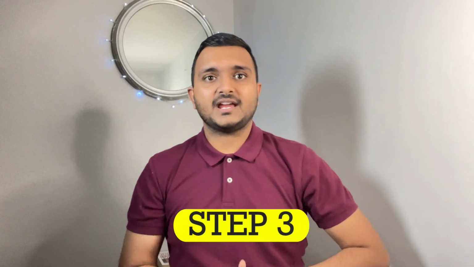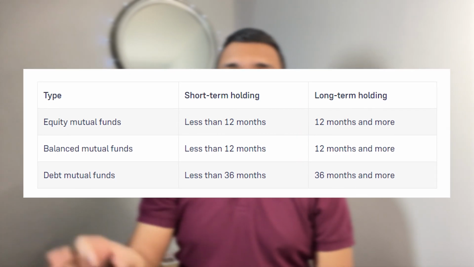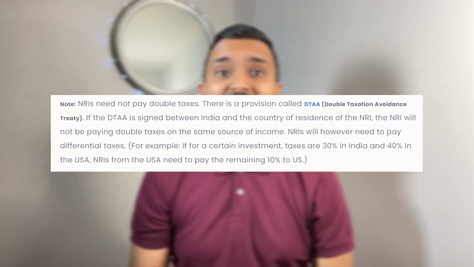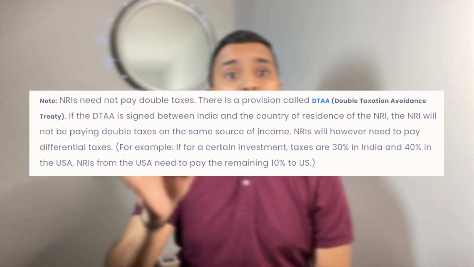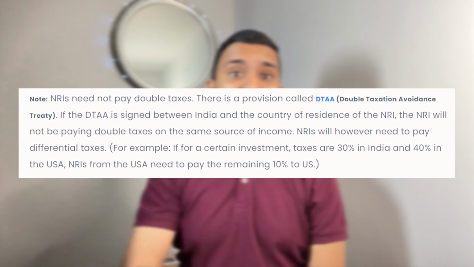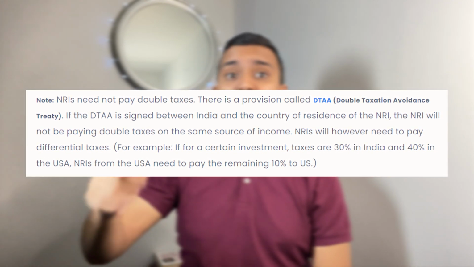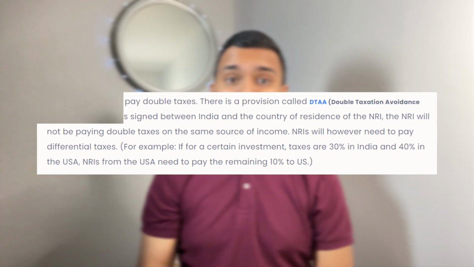And the last step, which is step number 3, is to understand the tax implications, which is based on the type of mutual fund and the duration for which you hold the mutual fund. Also, as US and Canada both have signed the DTAA, which is Double Taxation Avoidance Agreement with India, you can claim tax relief if you have already paid taxes in India, or if the taxes are higher in US or Canada compared to India, then you have to pay only the difference in the tax here in your residence country. So let's check out the taxation table.